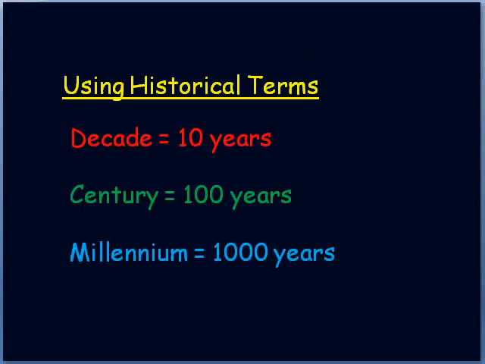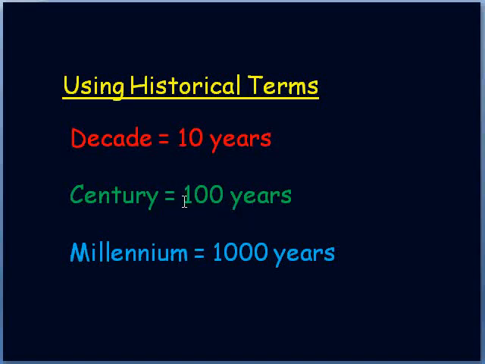So these are the first three words: decade, century, and millennium. Now, a decade just means 10 years. So you've probably just been alive for around 1 decade and maybe a year or two after that as well. So that's what a decade is. A century means 100 years.